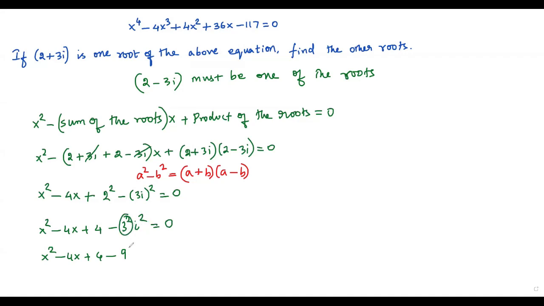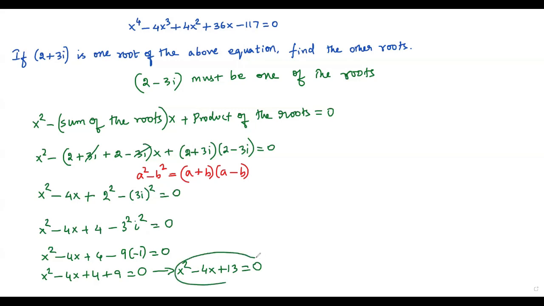So the value of 3 square is 9 and the value of i square is negative 1 equals to 0. Then I'm getting x square negative 4x positive 4. Negative times negative will become positive, 9 equals to 0. So then we get x square negative 4x. So when I combine positive 4 and positive 9, I'm getting positive 13 equals to 0.